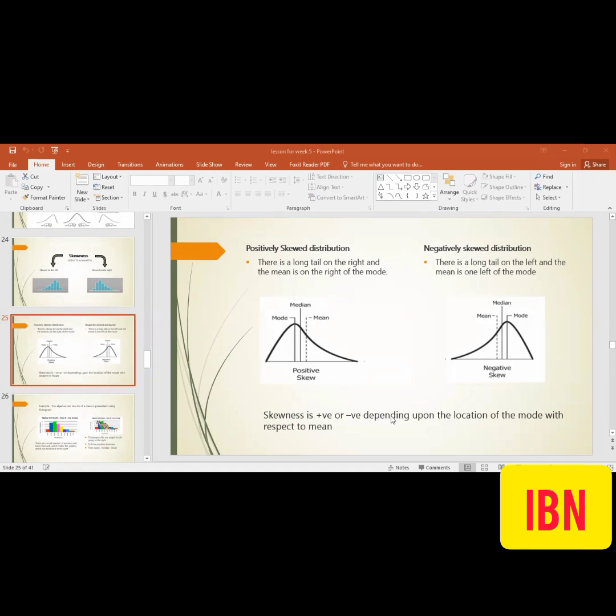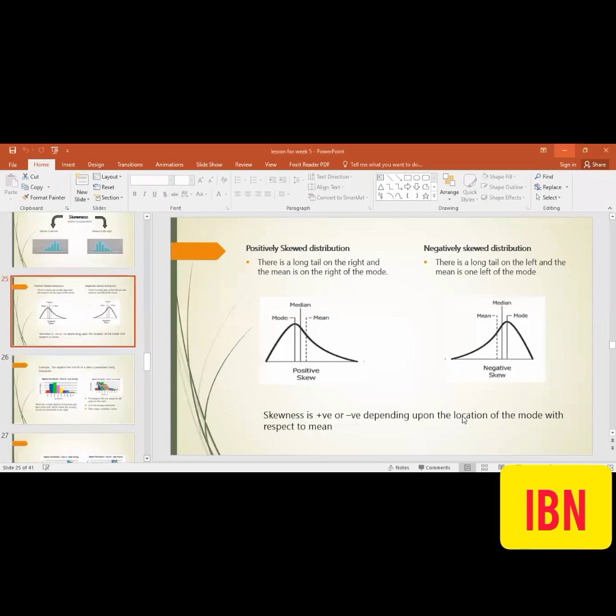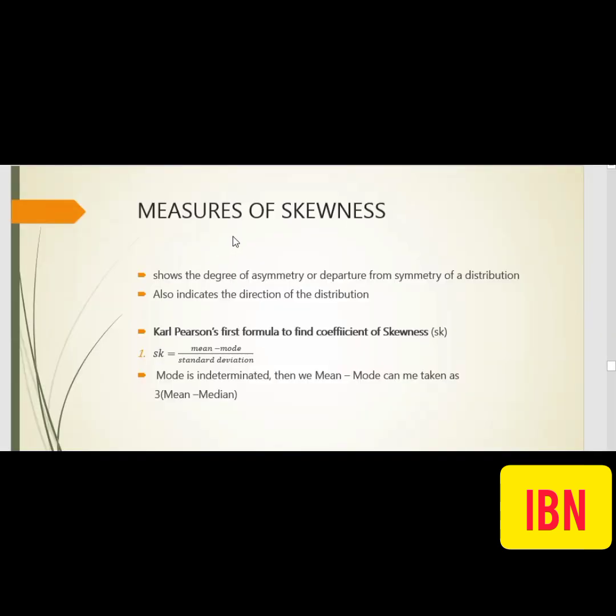Skewness is positive or negative depending upon the location of the mode with respect to the mean. It's an important point because the median always lies in between them. Measure of skewness: how can we measure asymmetry? If it's a symmetrical distribution, then we do not need to measure it. It's going to be 0.